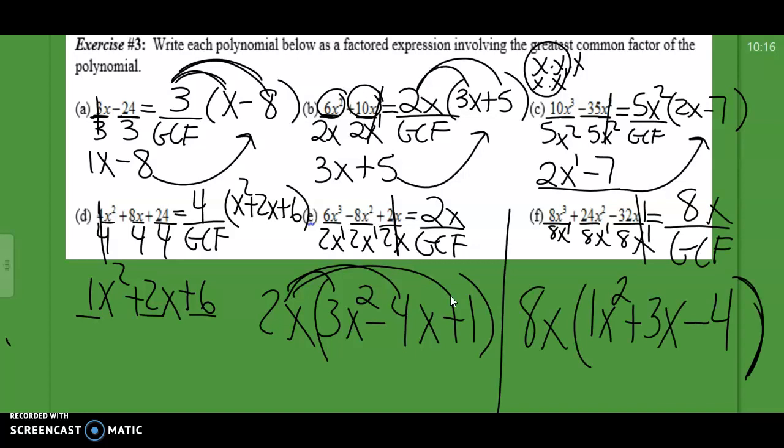So there you have it, folks. The GCF was 8x, and once you divide, you get that trinomial, and you have completely factored this using GCF.